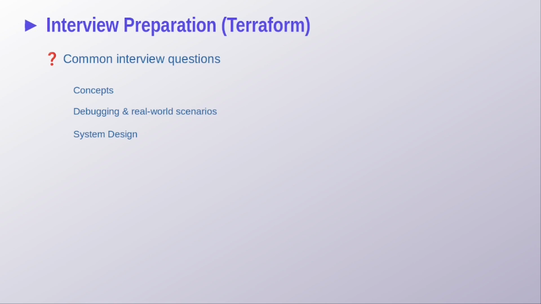Debugging and real-world questions. Example: why do Terraform plans differ from apply? How do you handle infrastructure drift? How do you protect important resources from risk? Real answers come from real experience. System design question. Example: design a Terraform structure for multi-account AWS. A strong answer shows environment separation, module reuse, security awareness, and team workflows. This is senior-level thinking.